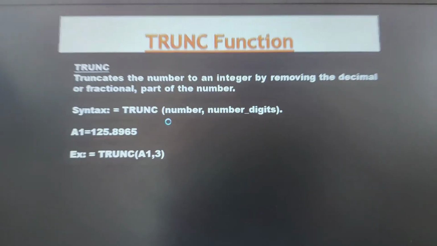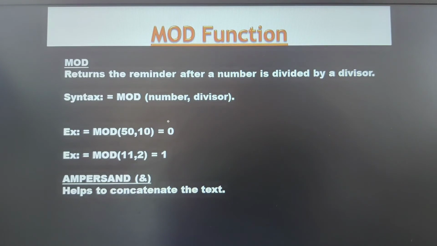Moving on to the next function here, that is the mod function. As we all know, the mod function is one that would give you the remainder after the number is divided by a divisor. Then what is the general syntax in Excel? That is equals to mod, the number comma the divisor.